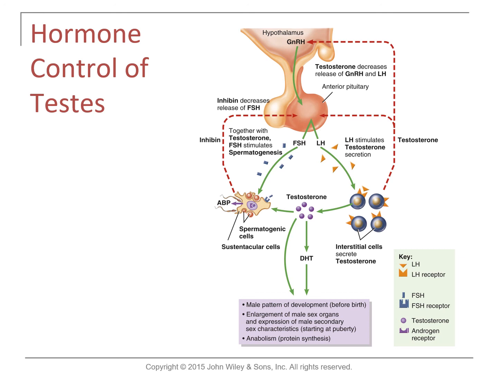Now, testosterone is not only necessary and responsible for spermatogenesis, testosterone has several effects throughout the body. In certain tissues, testosterone is converted into another androgen called DHT, which stands for dihydrotestosterone. Both testosterone and DHT bind to the same receptors and have the same effects. These include the development of a male during embryonic development.